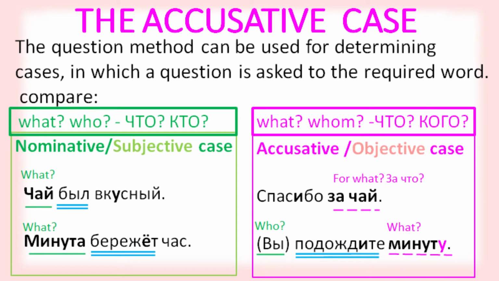The question method can be used for determining cases, in which a question is asked to the required word. Compare the subjective and objective cases. Чай был вкусный. The tea was tasty. What? Что was tasty? Chai. Спасибо за чай. Thank you for the tea. For what? За что? The chai.